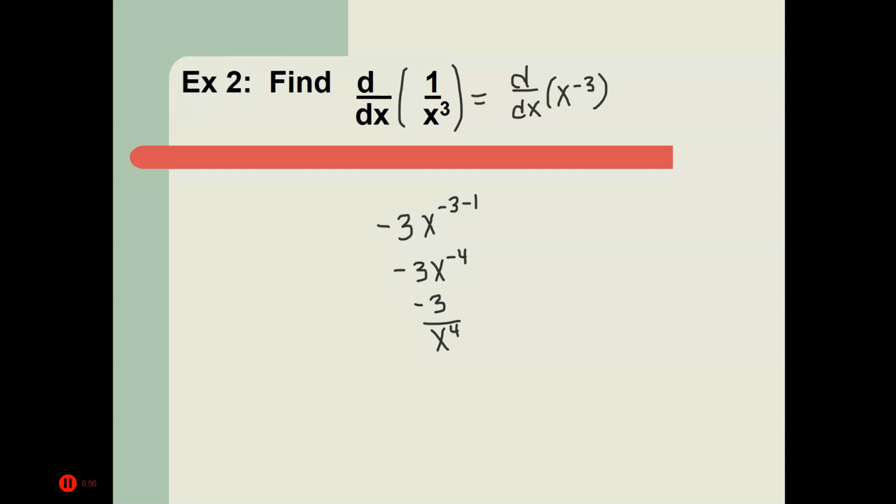So like, let's say instead of 1, that was 4 over x cubed, then it would become 4x to the negative 3. And then you would still just multiply the same. So you'd have 4 times negative 3, x to the negative 4th. So you'd get negative 12 over x to the 4th.